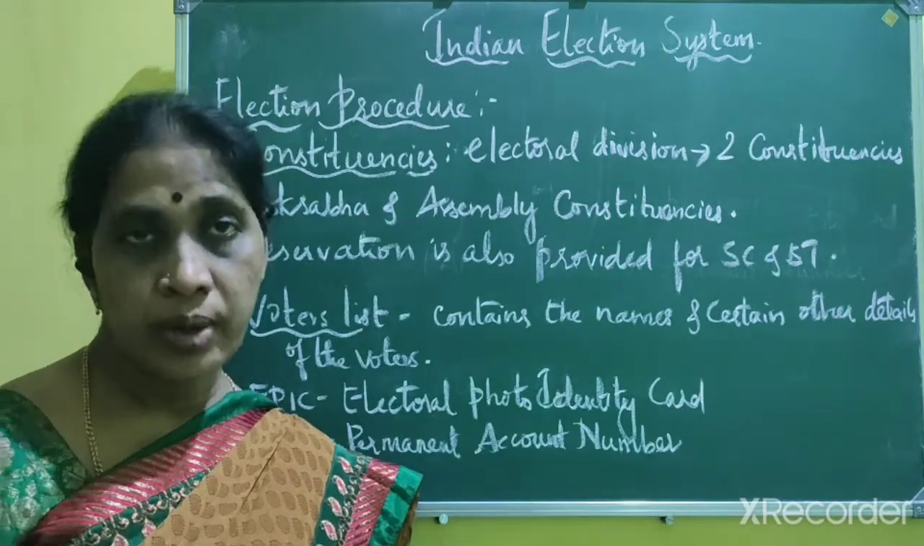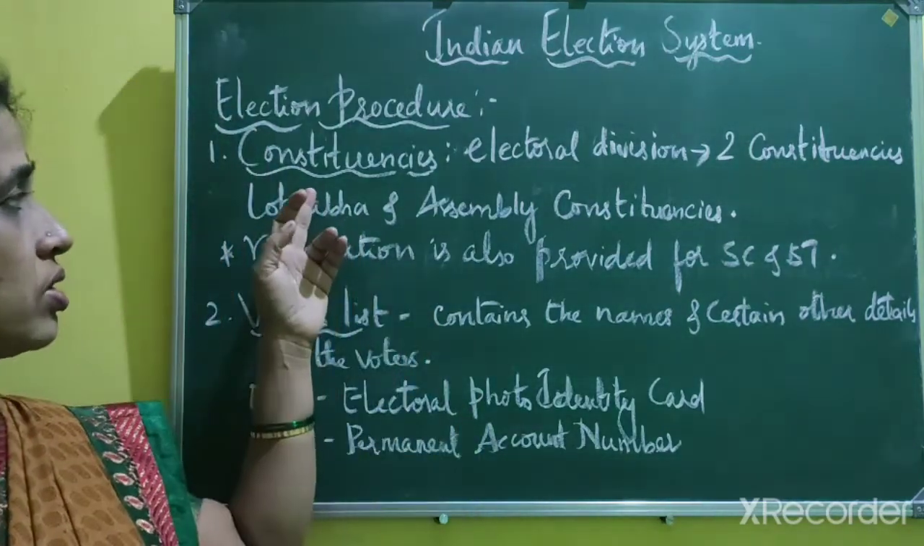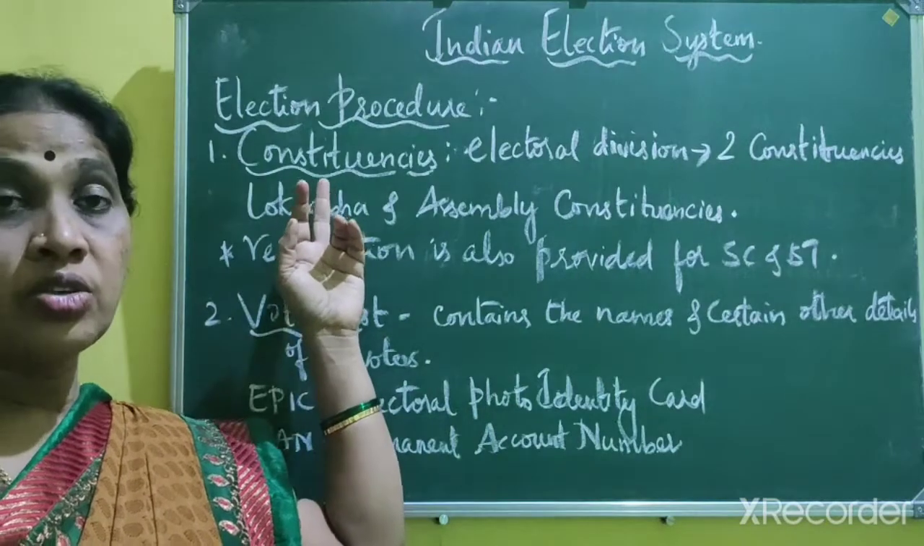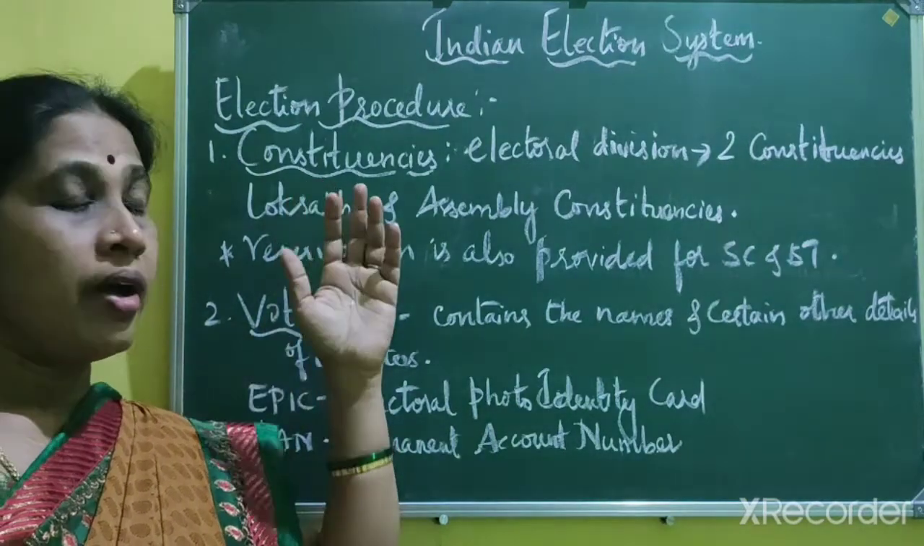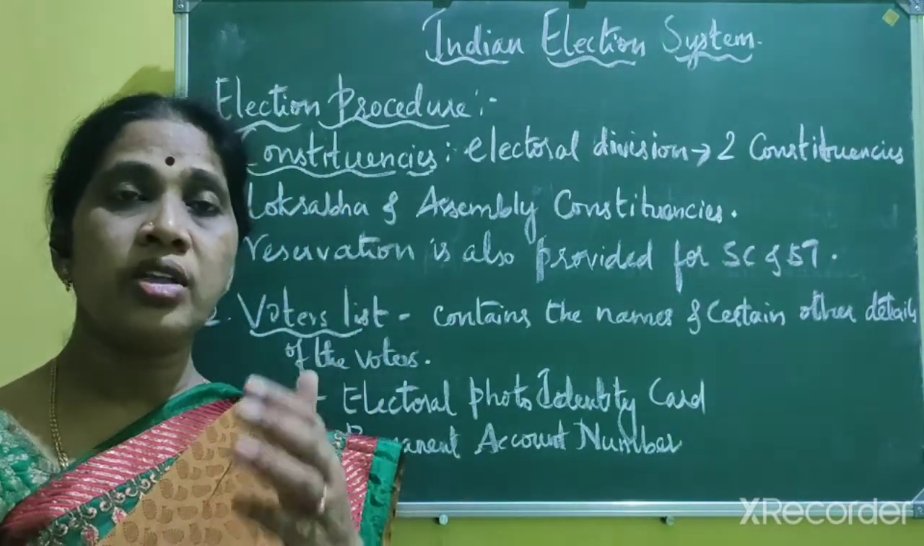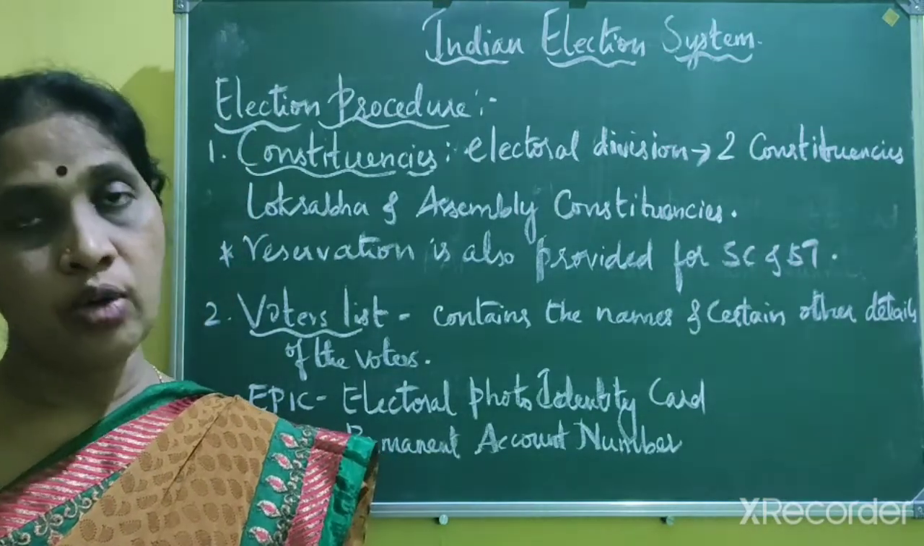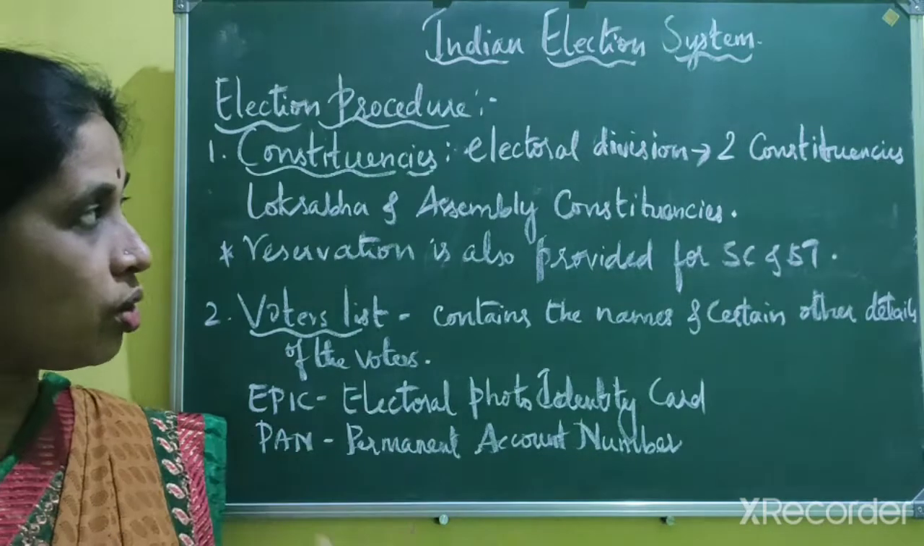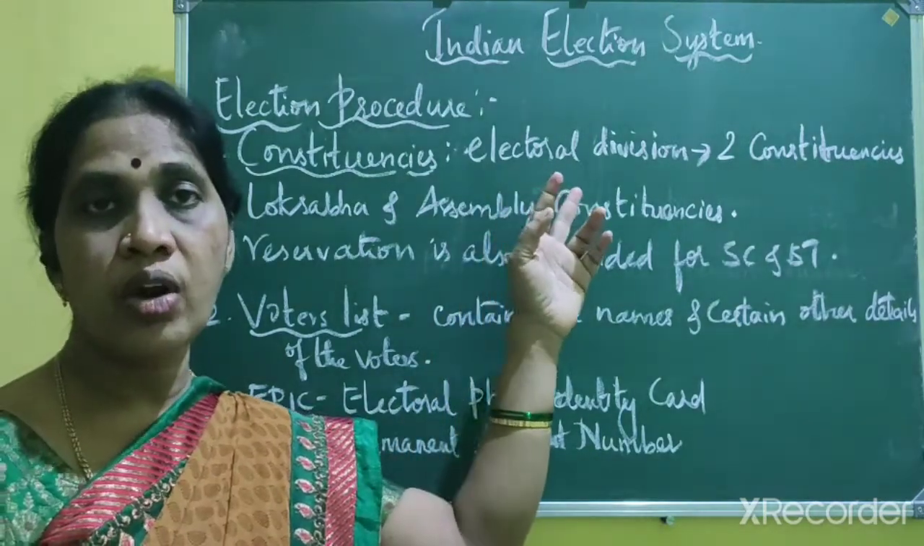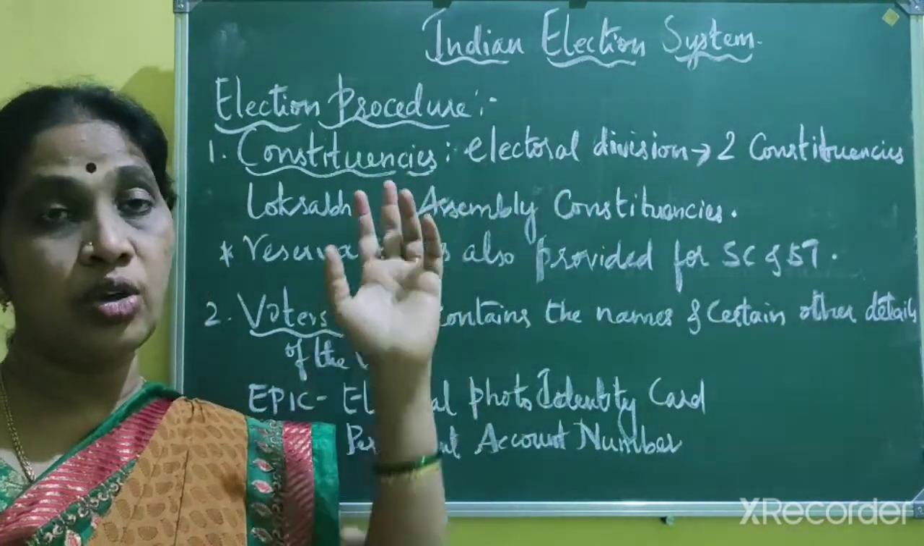So now we'll know one by one. Firstly, we'll discuss the constituency. So what is this constituency? We will take our state itself. The state is divided into a number of small electoral divisions. Those electoral divisions are called a constituency. I think you all understood.